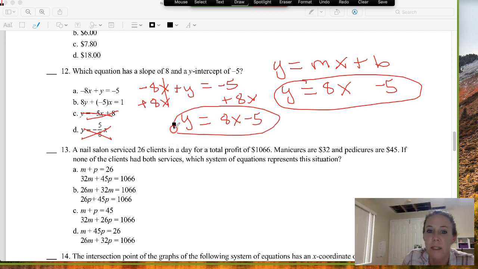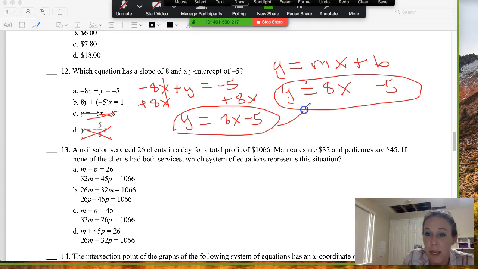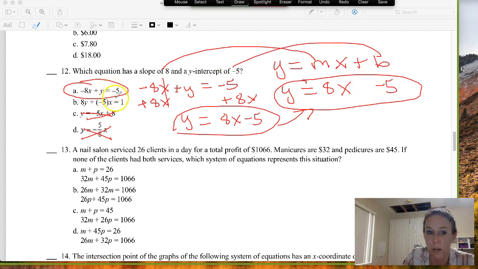Ding, ding, ding, ding, ding. So it is, whoops, I lost my pen. It is the first one, okay? You could solve this one for y. You would add 5x to this side and then divide by 8, and you're not going to get this equation. So it's A. So write up the equation. You know the form. Y equals mx plus b. This is your slope. This is your y-intercept. Plug it in and figure out which one of these is that. It was a little disguised because it wasn't solved for y, but it's right there.